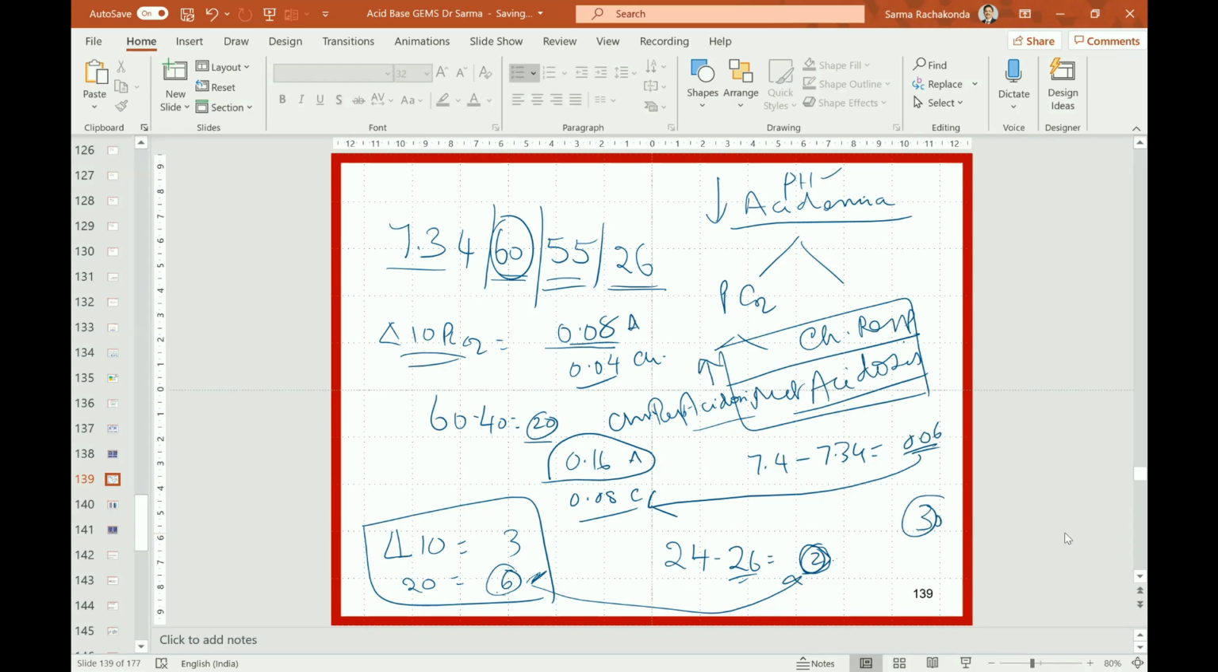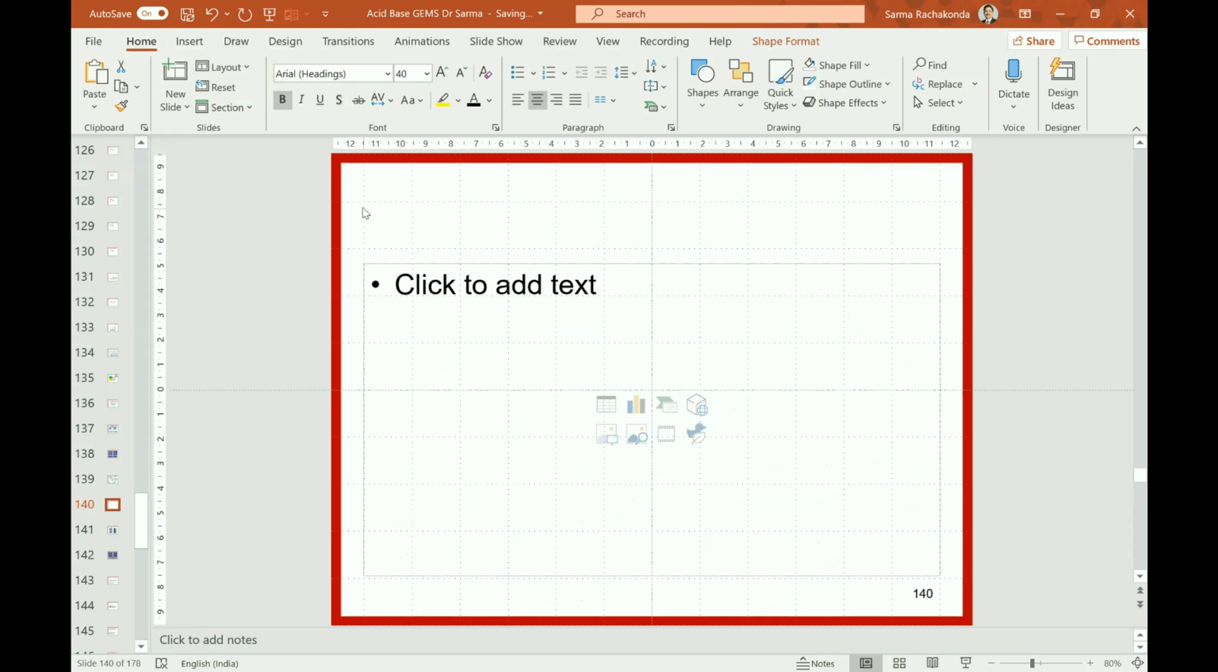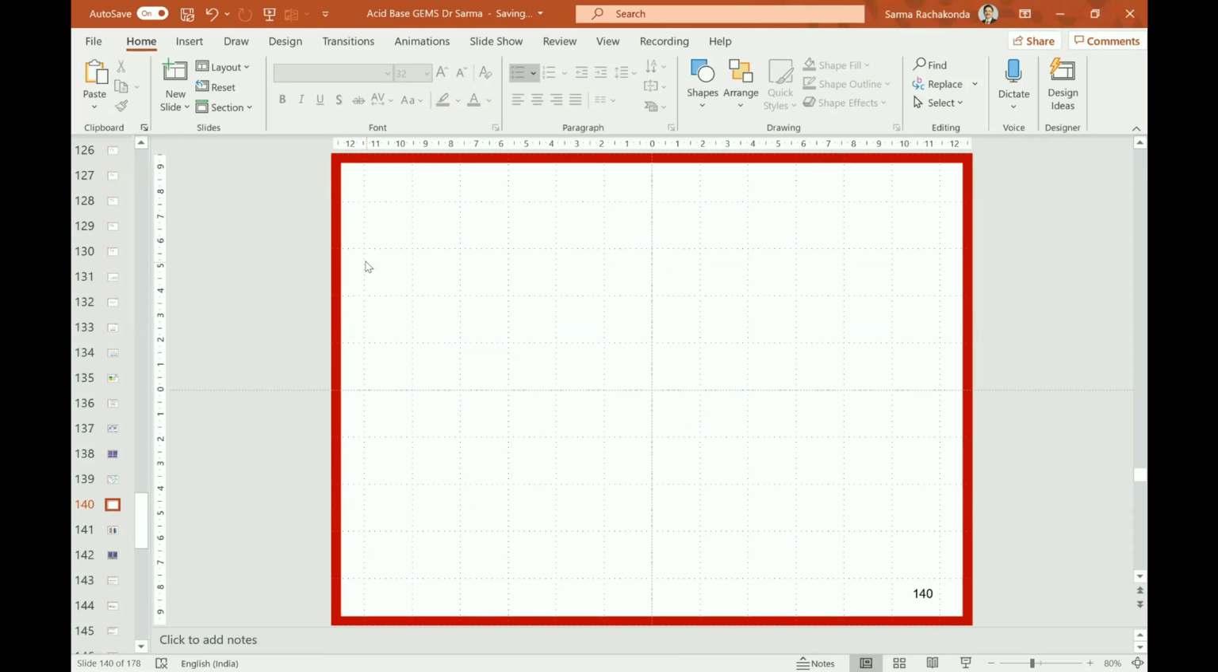When there is metabolic acidosis, the problem comes: is it anion gap or non-anion gap? That I have to sort out immediately. What I will do is take one more slide and look at those values. Same patient, I am going to give you the remaining values, the venous values also.